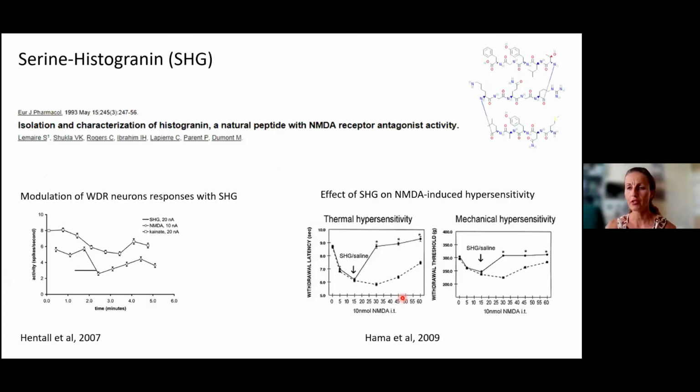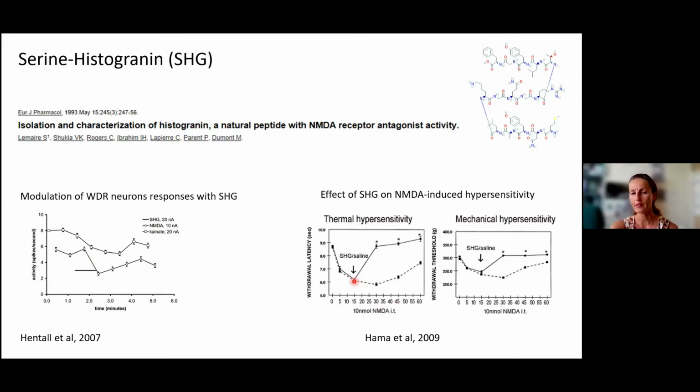So I will start with the serine histogranin story. Histogranin has been isolated and characterized in the 90s. That's a naturally occurring peptide. It has NMDA receptor antagonist activity. The serine histogranin is the synthetic analog of the histogranin, and our previous studies with the serine histogranin showed that it reduced the activity of the neurons that are stimulated with the NMDA in this plot. So after the injection of the serine histogranin, the activity of the neurons dropped. They were stimulated with the NMDA.